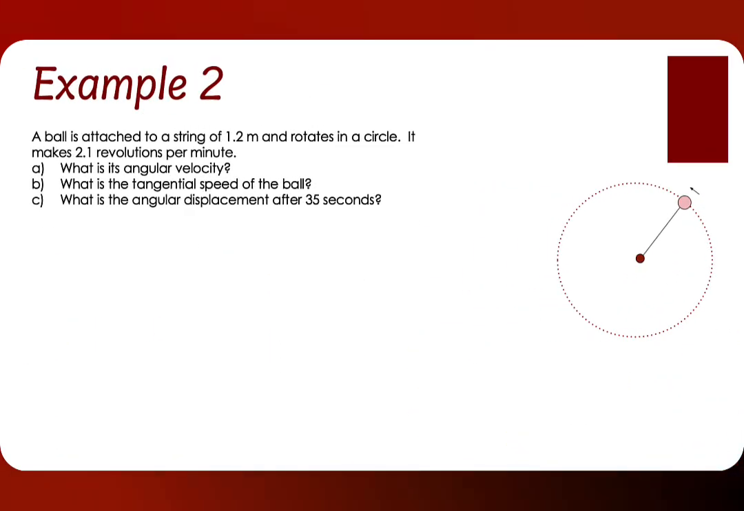Okay, let's do one more example. A ball is attached to a string of 1.2 meters and rotates in a circle. It's going to make 2.1 revolutions per minute. What is the angular velocity?